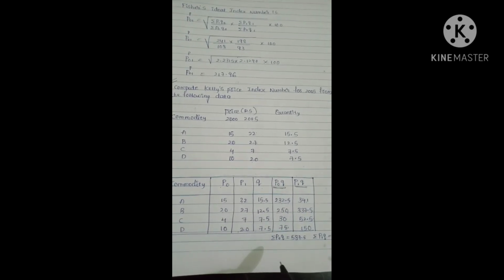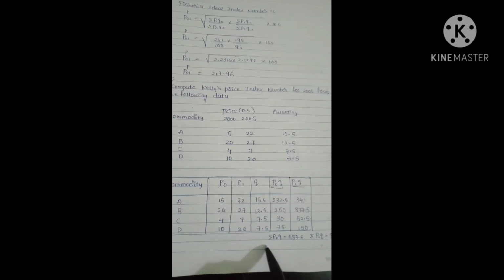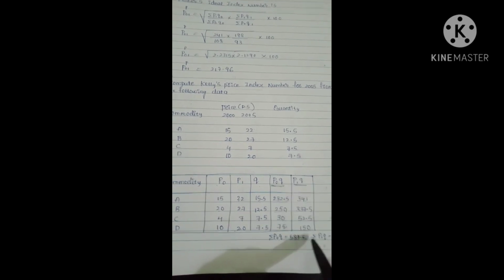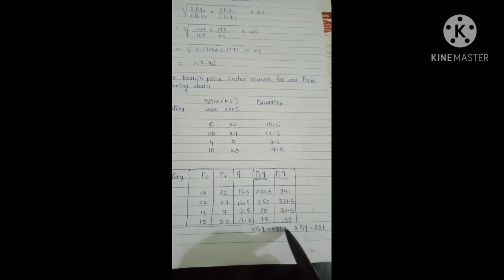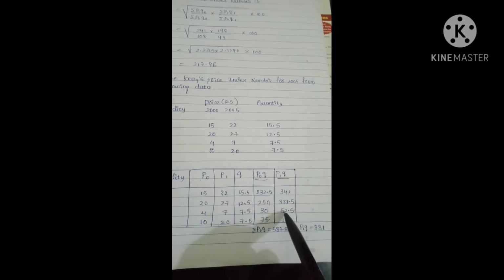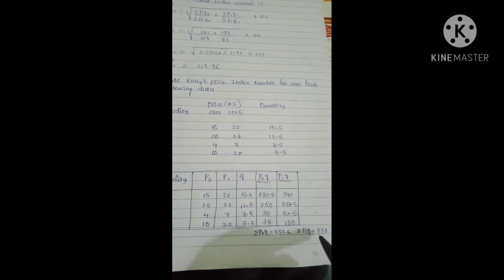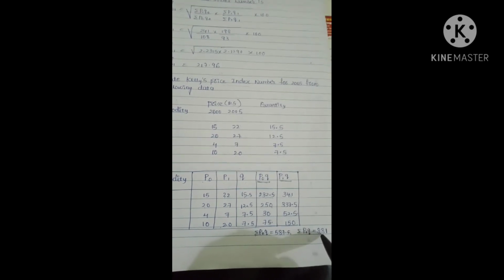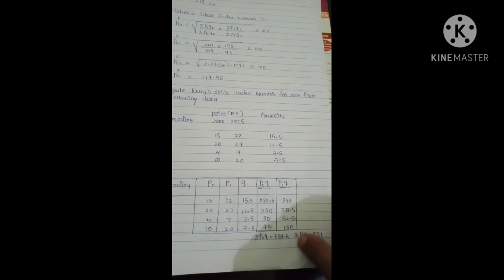The last 2 columns we need to add. How we add? Summation of P0 into Q. Summation means sum of the numbers. 232.5 plus 250 plus 30 plus 75, then you get 587.5. Next summation of P1 into Q means here add these numbers. 341 plus 337.5 plus 52.5 plus 150, then we get summation of P1 into Q equal to 881. This is the table. Next write the formula.